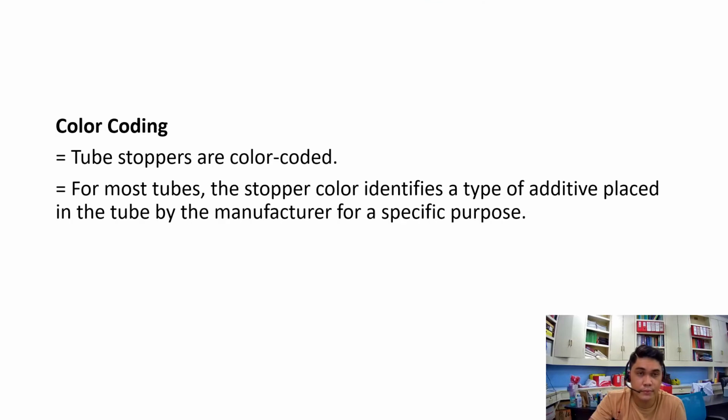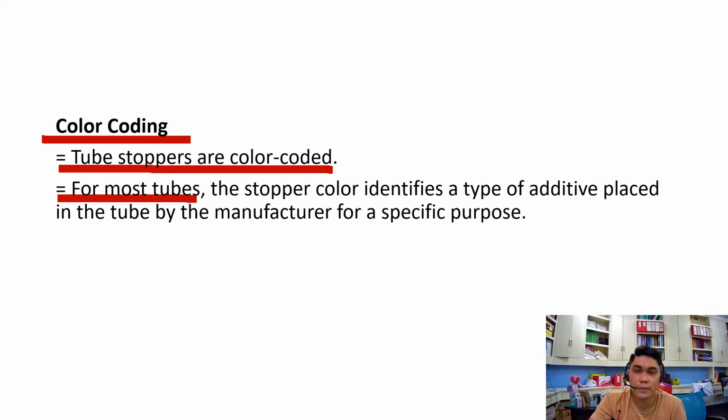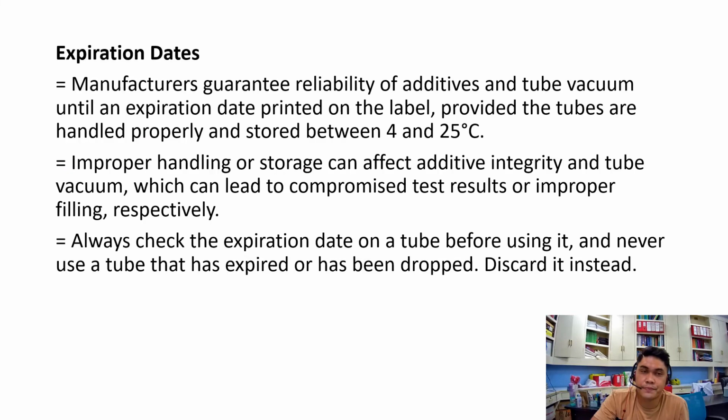Next is color coding. Tube stoppers are color coded, and for most tubes, the stopper color identifies the type of additive placed in the tube by the manufacturer for a specific purpose. For example, for lavender, the additive is EDTA. For light blue, it's sodium citrate. For green, it's heparin. So that's the color coding and additives of your evacuated tubes.